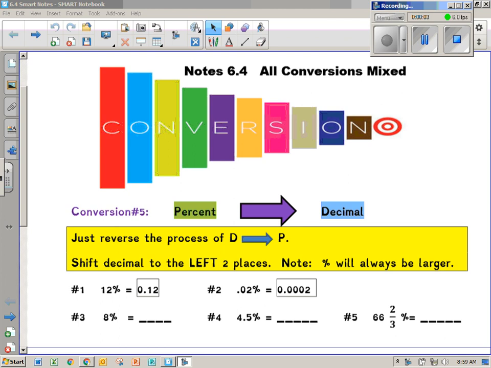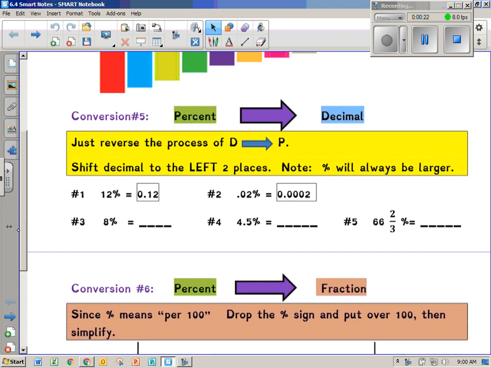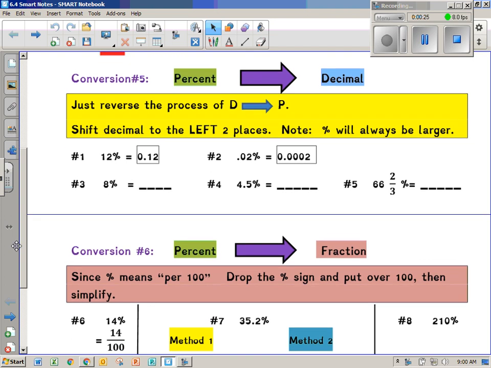Welcome back. We're about to pull it all together by converting all our conversions mixed together. So whether you start with a percent, a decimal, or a fraction, you have to be able to convert to the other two. In our last lesson we went from a decimal to a percent and a fraction to a percent. Now we're just going to reverse the process to show how, if you begin with a percent, you go to a decimal or a fraction.